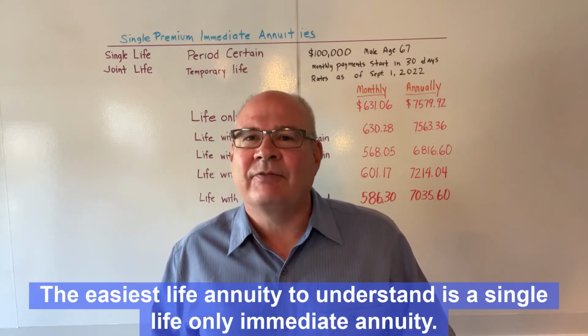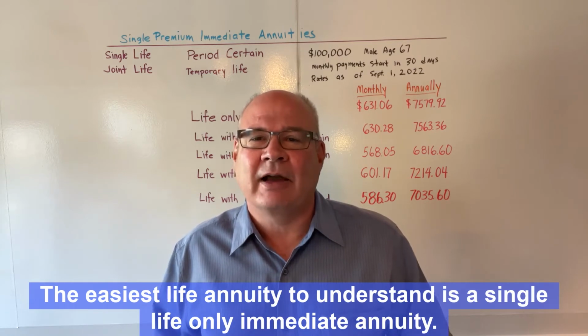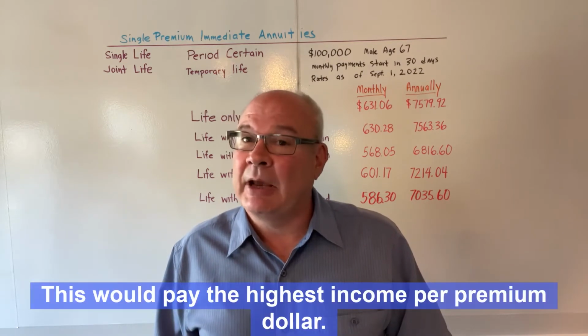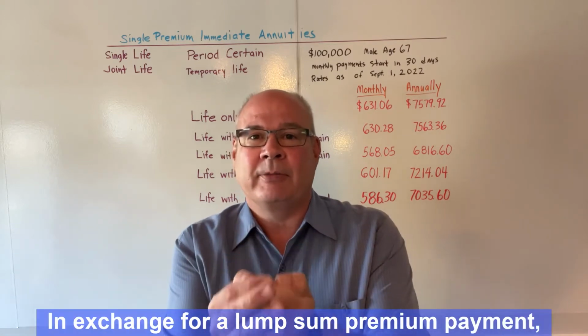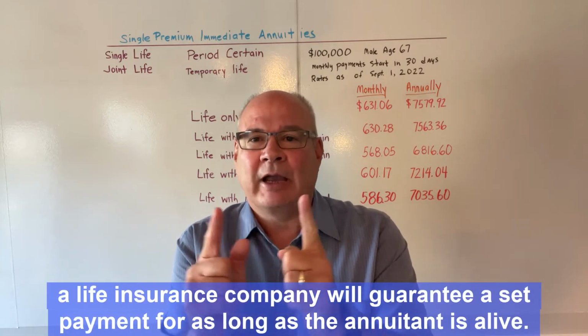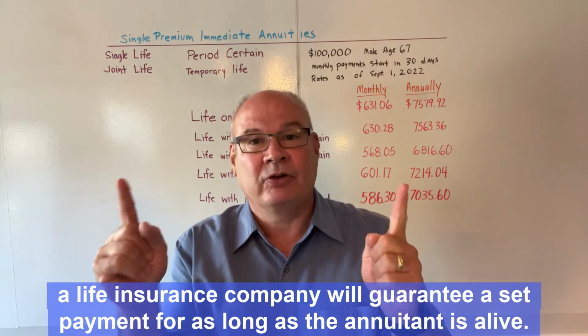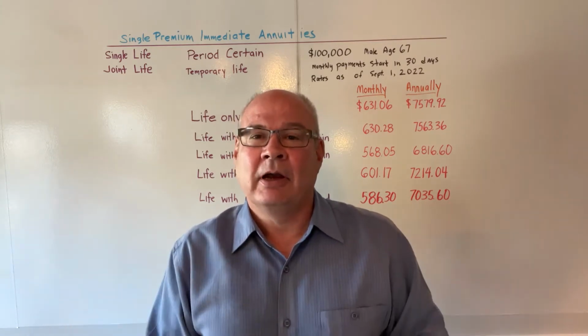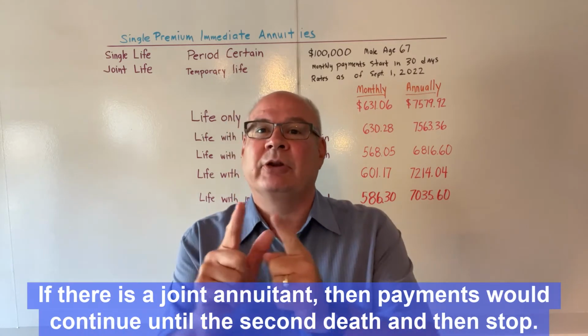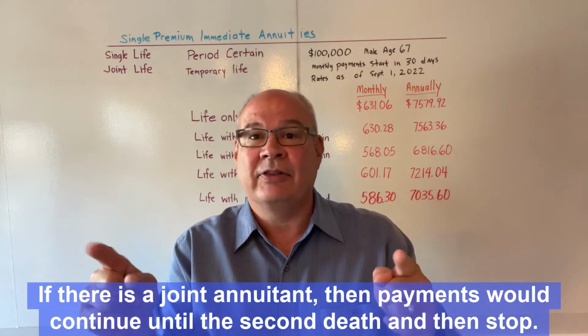The easiest life annuity to understand is a single life only immediate annuity. That would pay the highest income per premium dollar. In exchange for a lump sum premium payment, a life insurance company will guarantee a set payment for as long as the annuitant's alive. When the annuitant dies, payments stop. If there's a joint annuitant, the payment would continue until the second death and then stop.